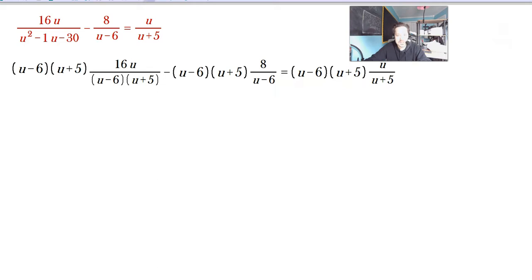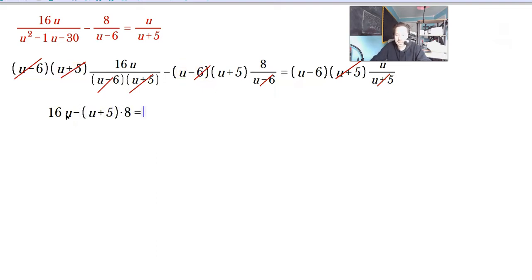Now look what happens, as I've just said, on the left side. This clears with this, and then this clears away with this. For the other one, the u minus 6 clears away with the u minus 6. For the one on the right side of the equals, u plus 5 clears away with the u plus 5. So now what's left over? Well, go term by term essentially at this point. You have 16u left over, then minus u plus 5 times 8 left over.